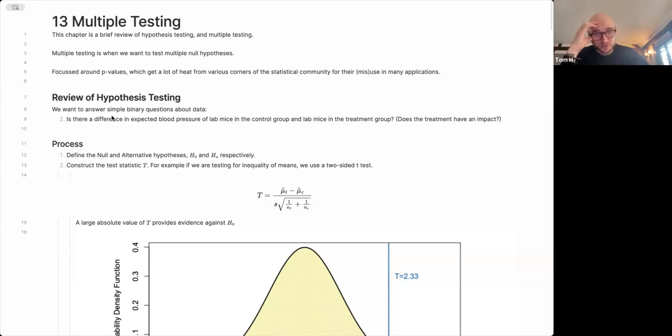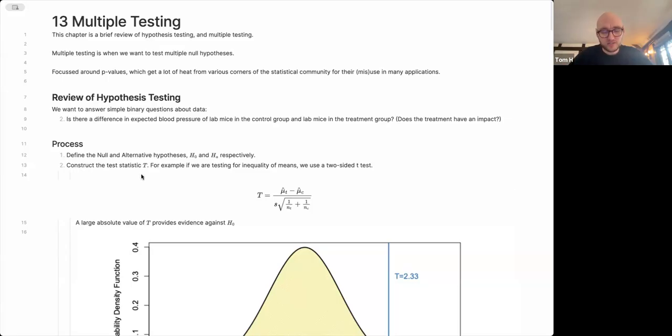There's a fairly standard process that we go through for this sort of test, which is we first define what we call the null and alternative hypothesis. The null hypothesis is usually the boring one, the one that we're trying to reject or gather evidence against. In this case, the null hypothesis would be that the two means are the same. The treatment has had no impact, and the mean blood pressure is exactly the same between the control group and the treatment group.